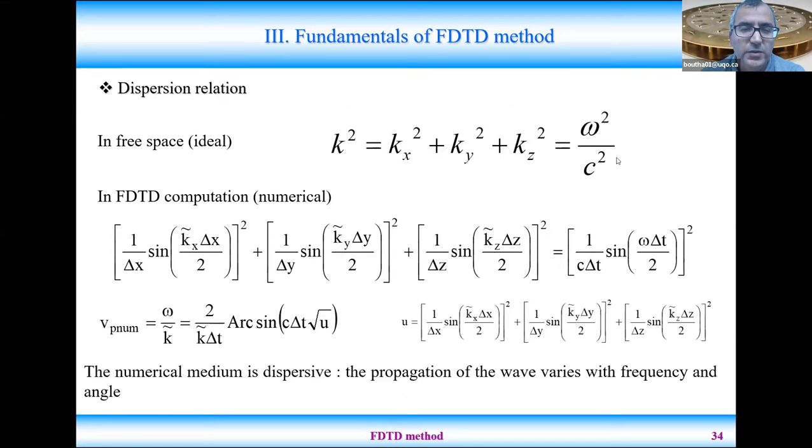I have shown how to derive this one based on the Helmholtz equation in free space. If we analyze it, the speed of propagation here is c. It's just omega over k equals c. I think I forgot c squared before in my equation. There is a c squared. If we now analyze the speed of propagation in the FDTD, it will be more complex. The equation will be something like that: 2 over k tilde delta t, times arcsine of c delta t square root of U, and U is all of this here. So the numerical medium is dispersive. The propagation of the wave will vary with the frequency, and it will vary with the angle.